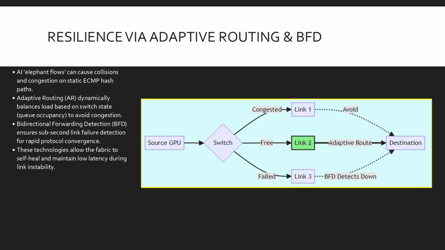This diagram shows adaptive routing in action. The switch receives data from a source GPU. It evaluates 3 paths. Link 1 is congested, and Link 3 has failed, detected instantly by BFD. The switch automatically selects Link 2, which is free. This adaptive route ensures the data reaches the destination with minimal latency, bypassing the bottlenecks and failures that would otherwise disrupt the workload.